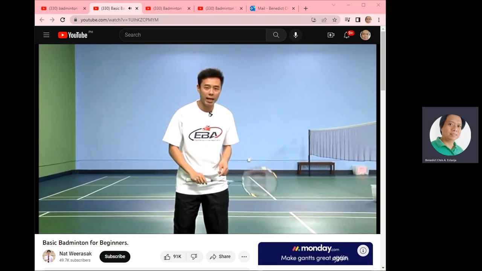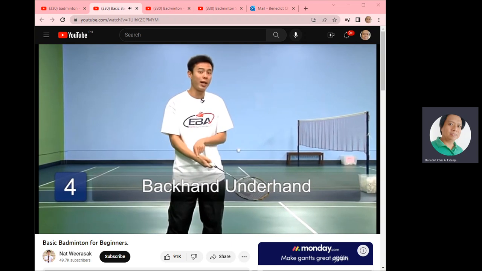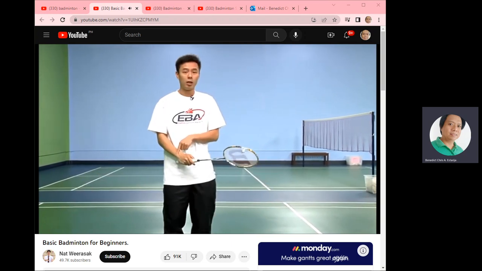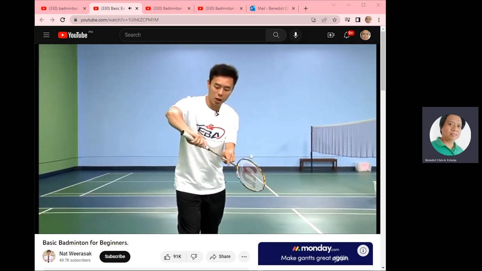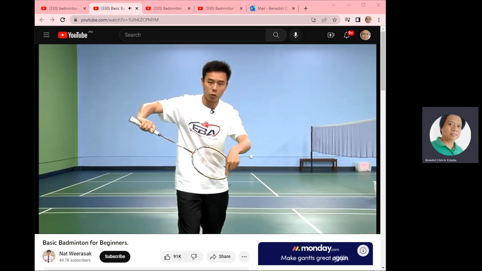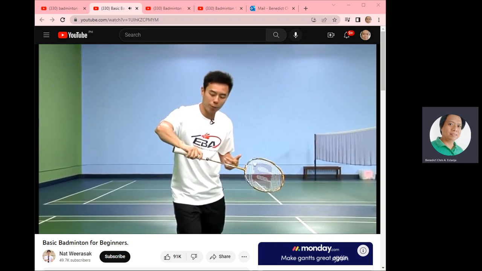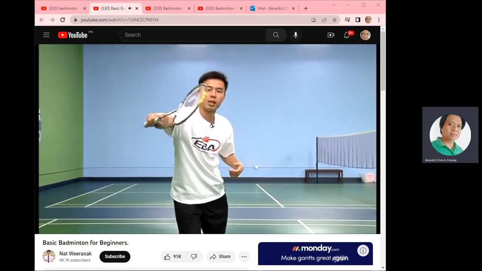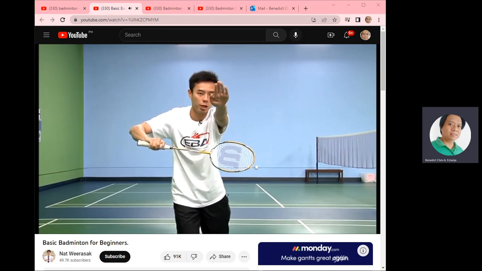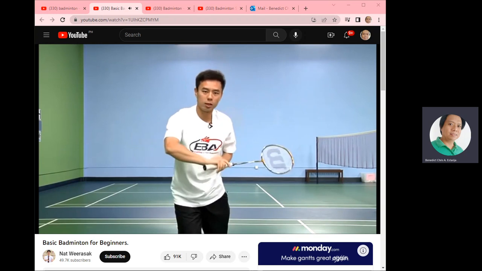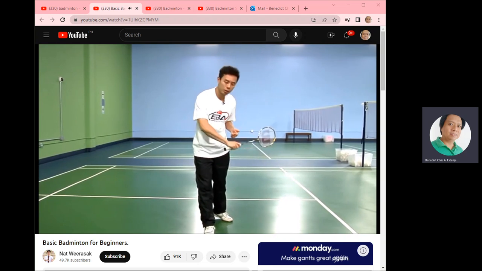To talk about the backhand underhand. For this, you have to need proper backhand grip to execute this shot properly as well. Start off with your racket in front with the grip slightly locked and the racket facing forward. As you make contact with the birdie, make sure you push forward with your body and snap your wrist. And make sure your racket is positioned at a certain angle so that it'll go forward rather than just upwards. This is the backhand underhand shot for beginners.